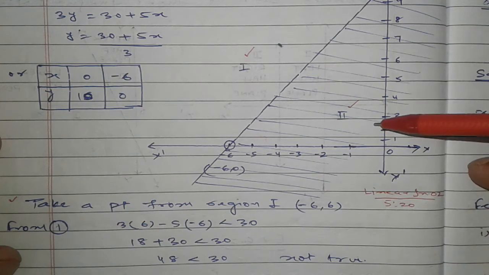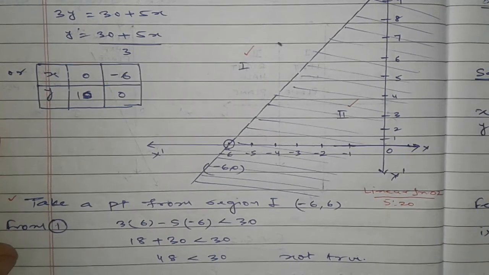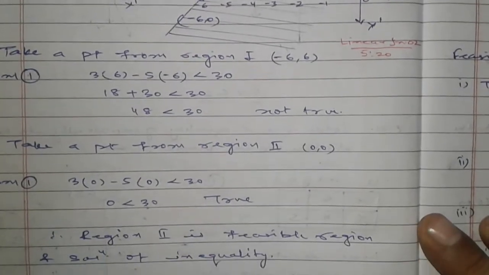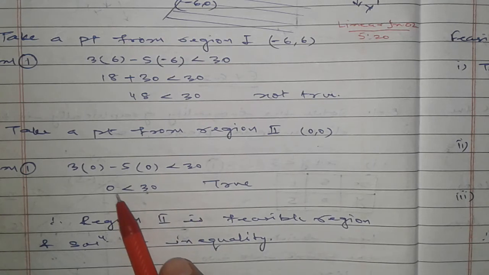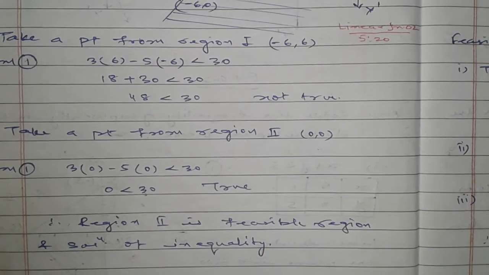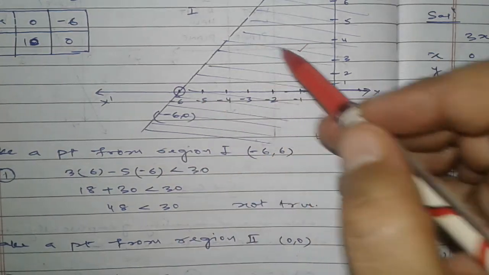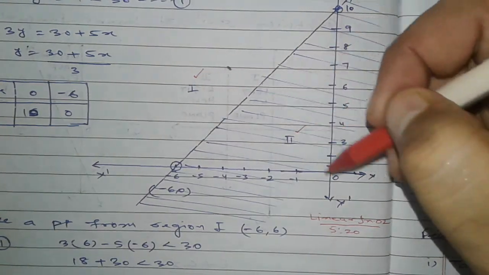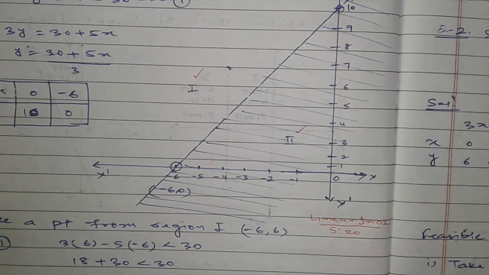Then I come to the second plane, take a point here. In general I will take (0, 0), a simple point. In this plane, (0, 0), I will check 3 into 0 minus 5 into 0 less than 30, 0 less than 30, which is true. So it means region 2 is the feasible region and is the solution of the inequality. We may shade this graph below this line. This shaded area, below this line, region 2, is the feasible region and is the solution of the inequality. Thank you.